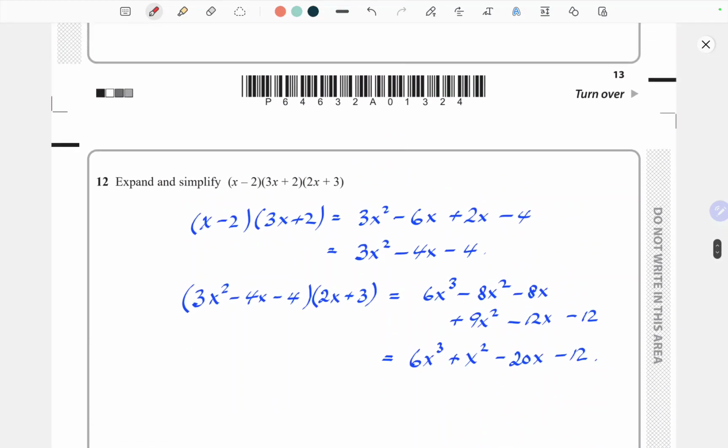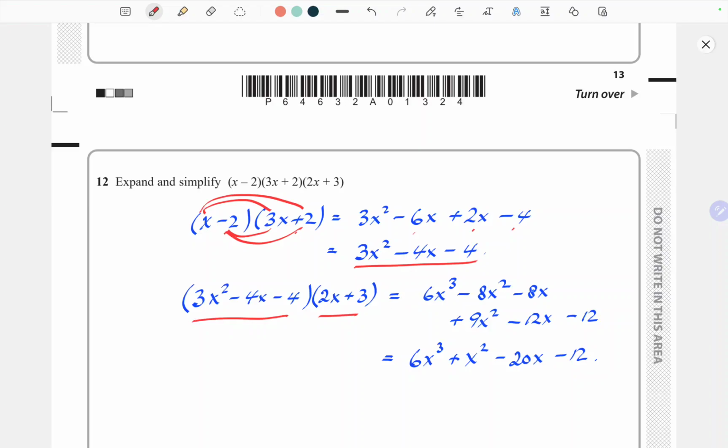Okay. This one, yeah, 3 marks. It's not actually difficult mathematically. Just make sure you don't lose any terms as you go along. All right, first bit, expanding 2 brackets, like that. Self-evident. x times 3x, so 3x squared, minus 6x, then plus 2x, and minus 4. All right, simplifies to that. Then multiply those 2 parts again.